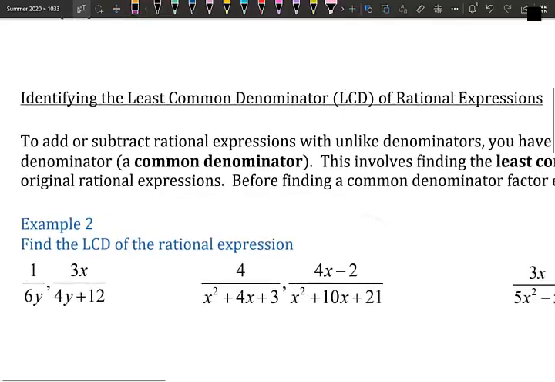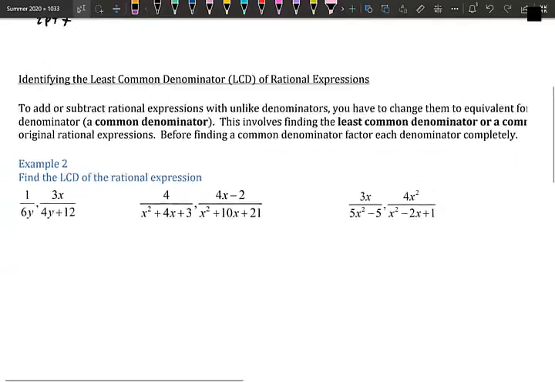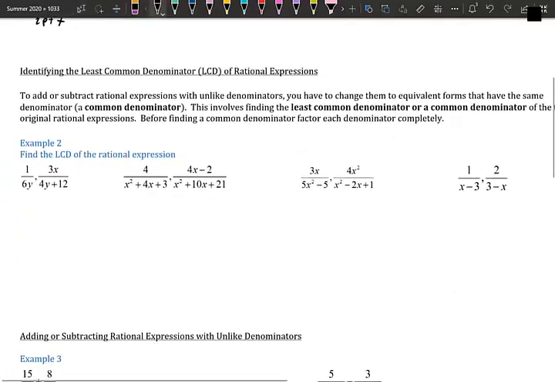Identifying the least common denominator of a rational expression. To add or subtract rational expressions with unlike denominators, you have to change them to equivalent forms that have the same denominator, a common denominator. That involves finding the least common denominator of the original expressions. Before finding a common denominator, factor each denominator completely.